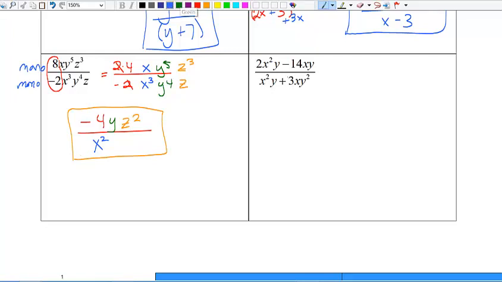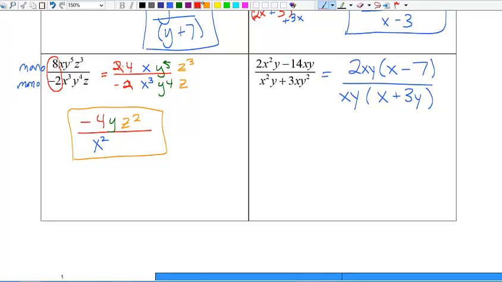On the next problem, we have a polynomial at the top and a polynomial in the bottom. First thing I always try when I'm factoring is GCF, so let's see if there is a GCF. Okay, yes, there is 2 in the numerator, x as well, and y. That leaves me with x minus 7, no, just x minus 7. On the denominator, I have a GCF of x, y, which leaves me with x plus 3y.